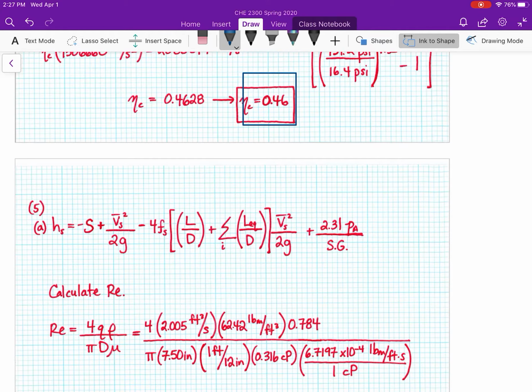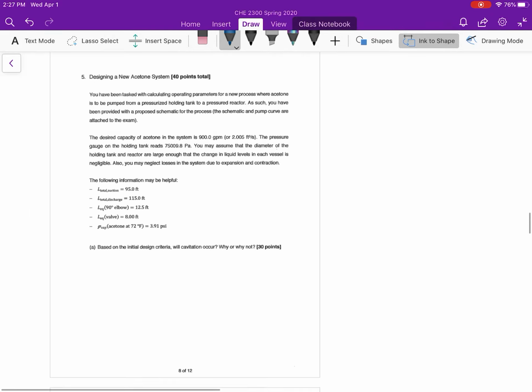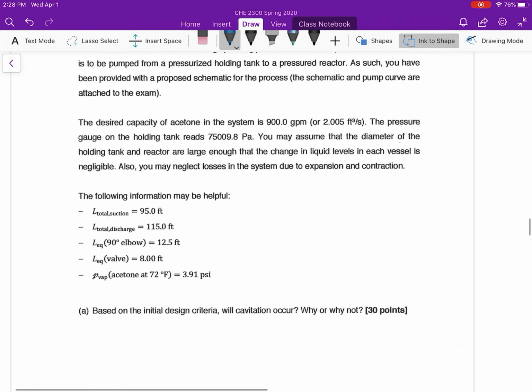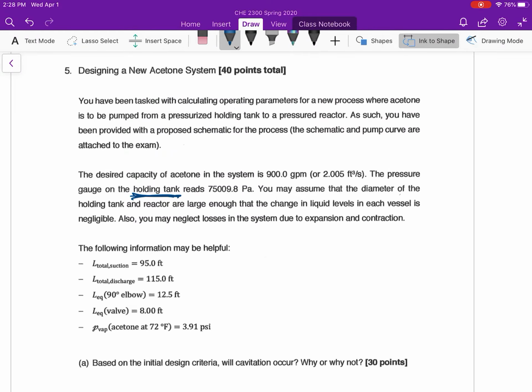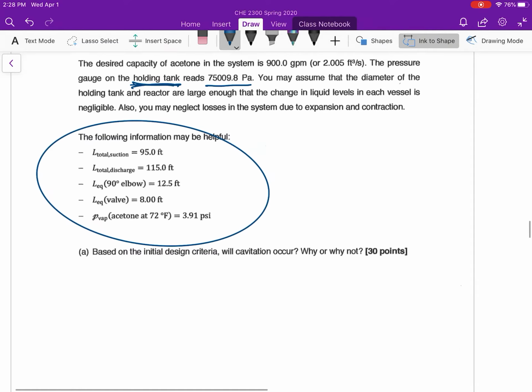Okay, biggest thing to notice about this problem. Well, let me finish reading the problem. The desired capacity of acetone in the system is 900 gallons per minute. The pressure gauge on the holding tank, that's the holding tank, is 75,009.8 pascals. Holding tank and the reactor are large enough that the change in liquid levels in each vessel is negligible. You're given information that could be helpful in the problem. And part A says, based on the initial design criteria, will cavitation occur?